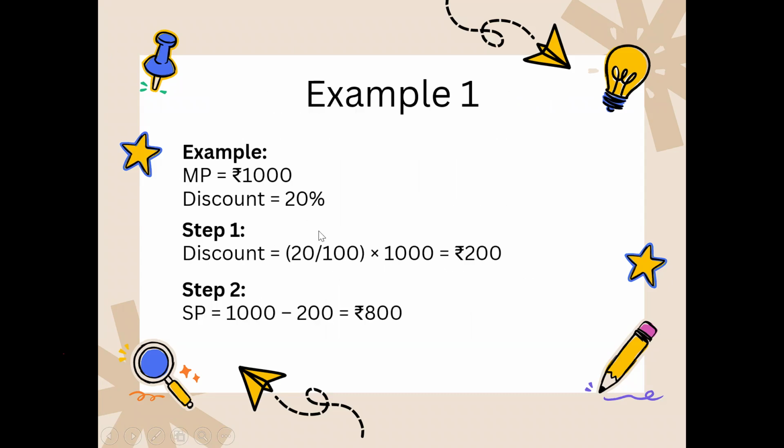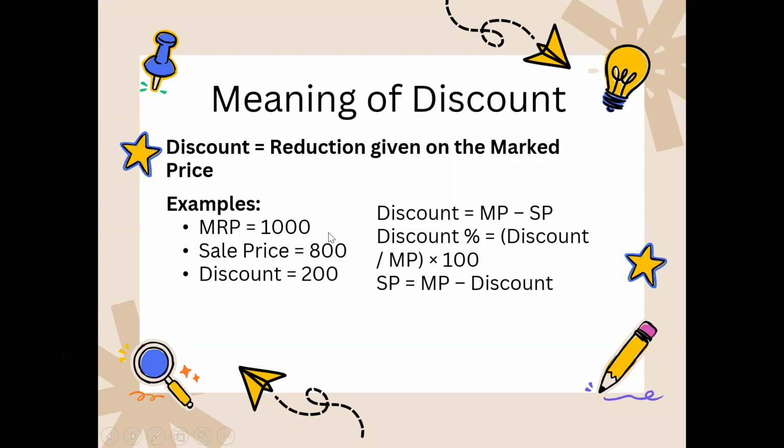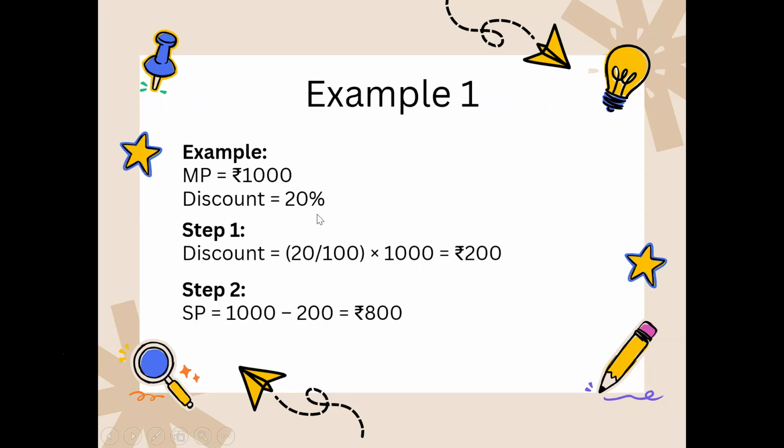Now we are going to see one example which was already given here, but how we are going to calculate. Let's see, the mark price was given ₹1000, and here instead of the discount amount, they have provided us the discount percentage. So what we are going to do is, first of all, convert this 20% into rupees or into a number. So 20% of 1000.